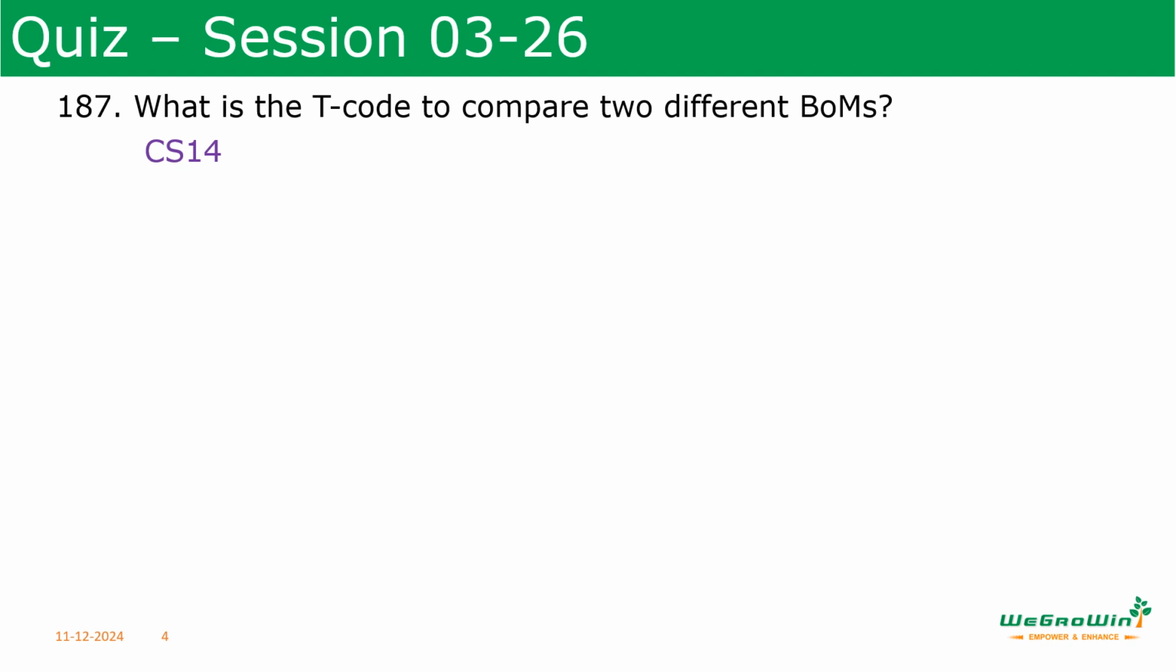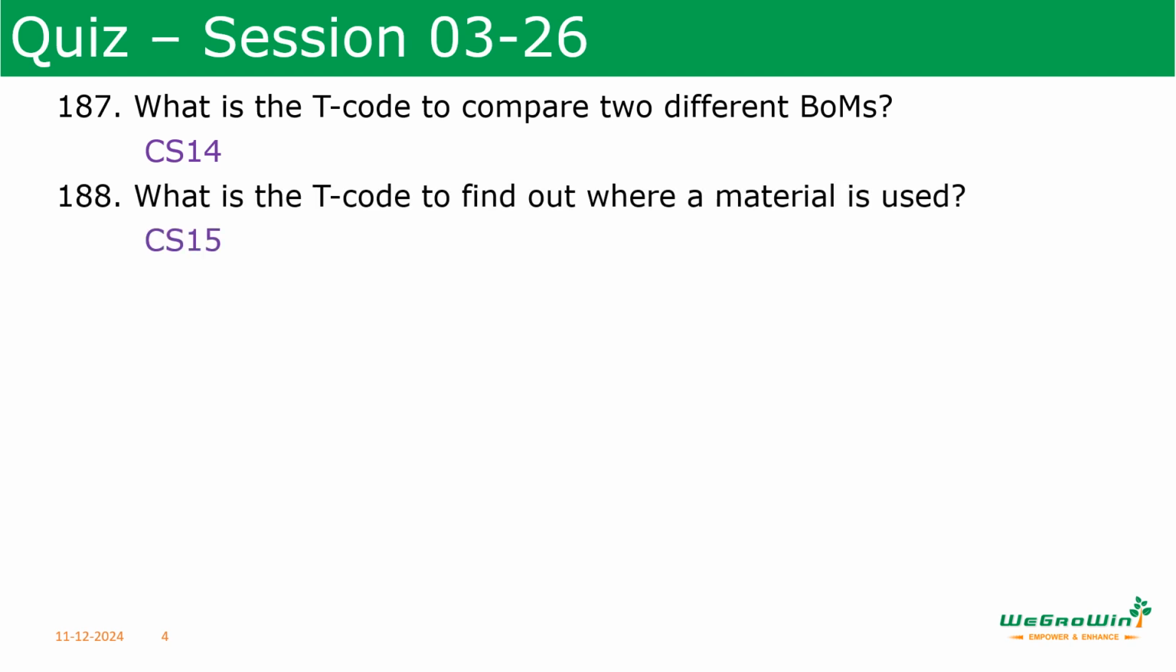CS14. At times we may have to compare two different materials' bill of materials so that we will be able to understand what is the difference between them, what are the similarities. For these we are using the transaction CS14. What is the T code to find out where a material is used? CS15. For example, we are using one component. We want to know in which and all the BOMs this component is getting used. It may be used in a subassembly, it may be used in a finished product anywhere. Using CS15, we can see the details.